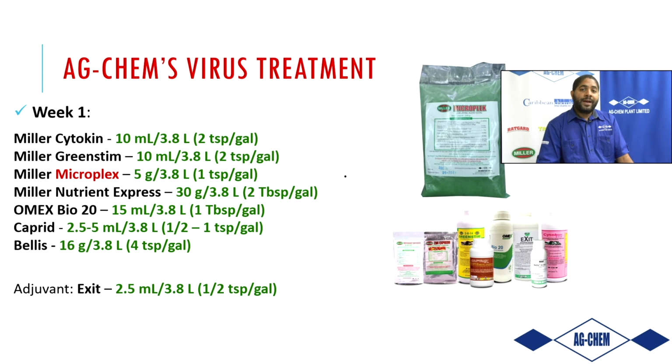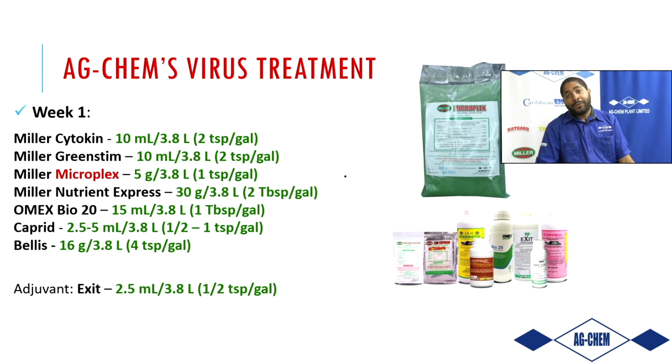Caprid. Now Caprid is important because you have to control the insect vectors, our whiteflies, aphids, or thrips that might infect your plant. You need to keep their populations very low in order to ensure that you have no further spread of the disease into plants that were not infected as yet.